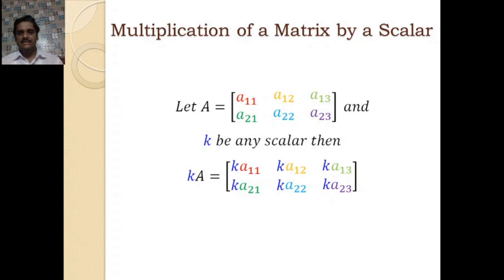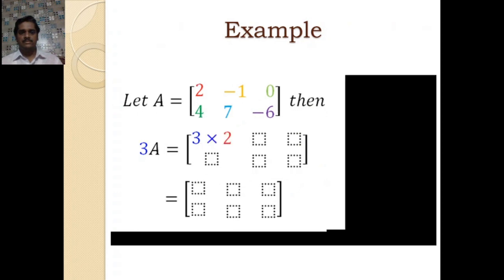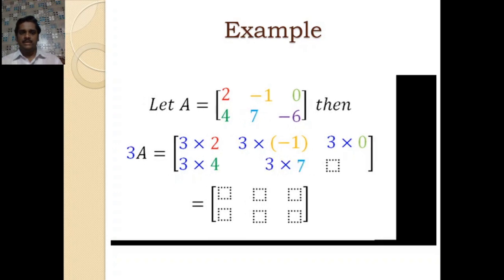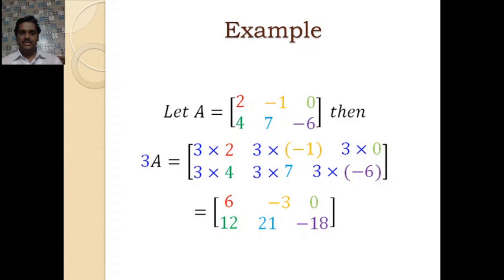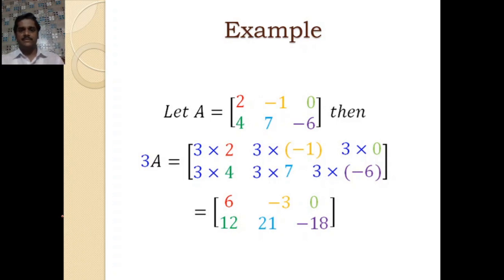Okay, so let's see the example. I have a matrix of order 2 by 3 and I am computing here 3A. I'm multiplying matrix A by the scalar quantity 3, nothing but the number 3. How to get this 3A? You have to multiply each element of A by 3. It's done step by step over here.